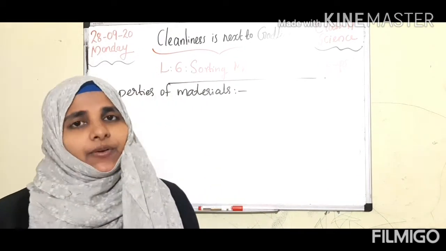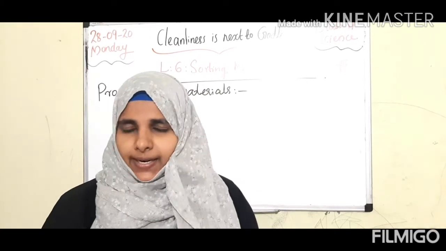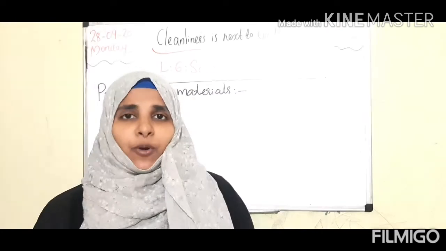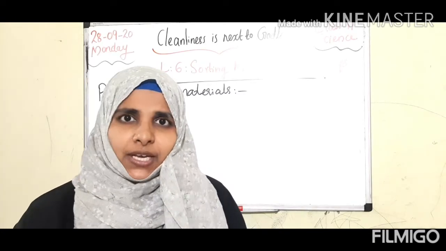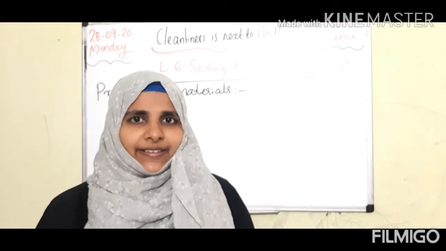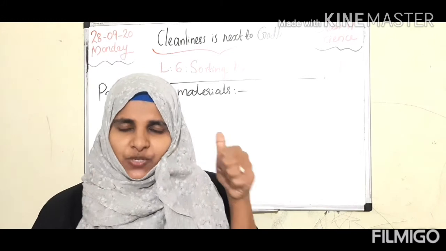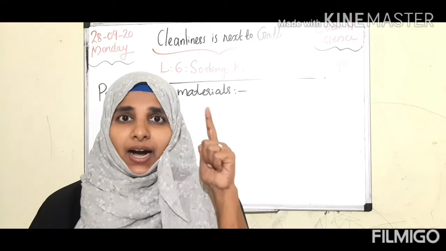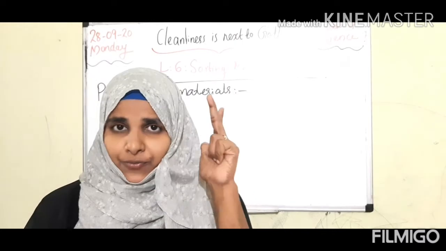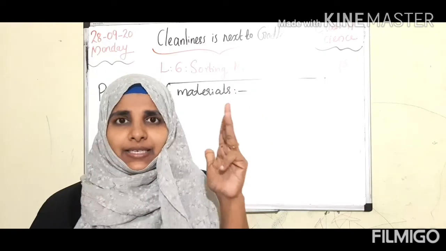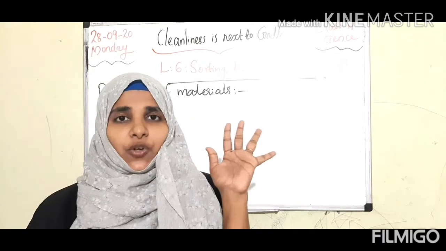Dear students, in our last class we discussed properties of materials, right? What are the main 5 properties we discussed in our last class? Anybody memorize? Okay, then say it together. What are the properties of material, children? Appearance. First one is appearance, then hardness, then solubility, then float or sink, and transparency. These are the main 5 properties of material.